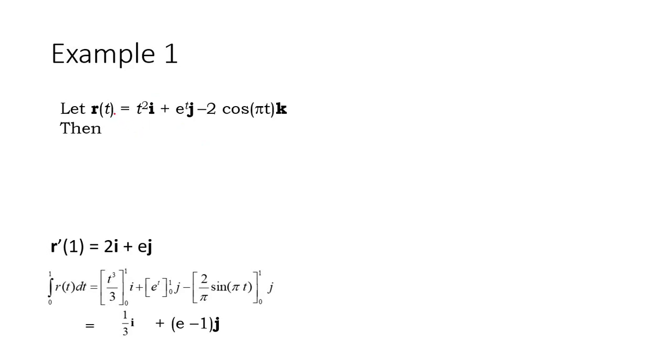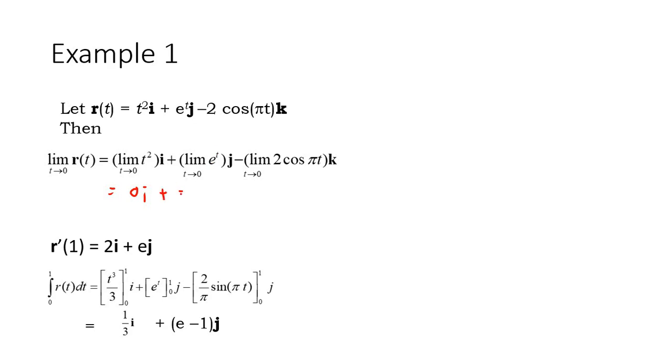For example, let R(t) equal t squared i plus e^t j minus 2 cos pi t k. Then the limit of R(t) when t approaches 0 is the limit of t squared when t approaches 0. So plug in t equal to 0: 0i. Plug in t equal to 0, e^0 is 1, so you have 1j. Plug in t equal to 0, cos 0 is 1, so you have minus 2k.